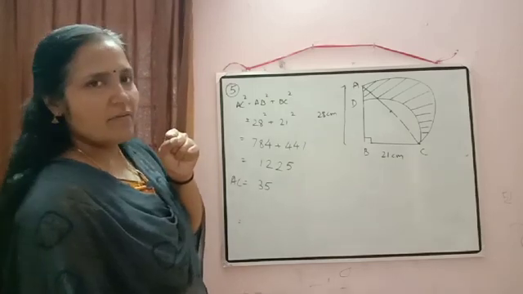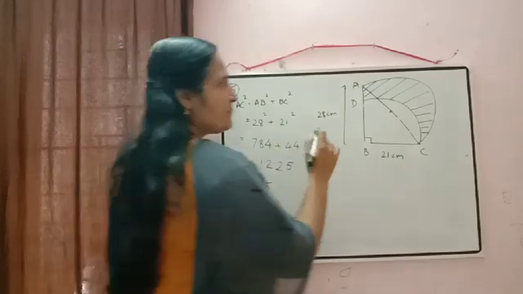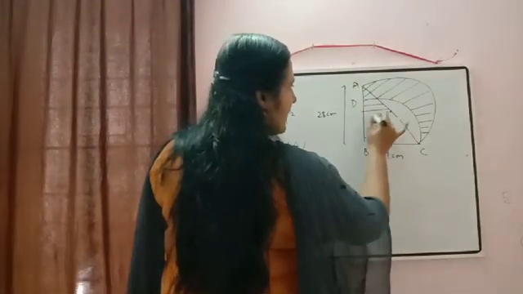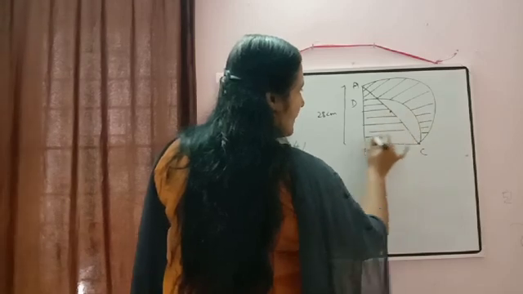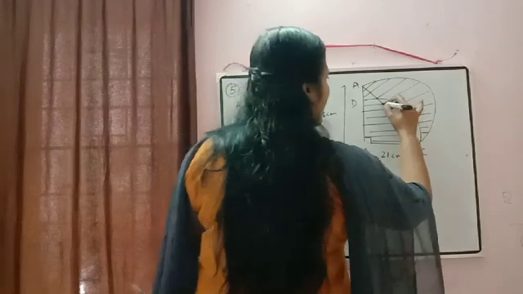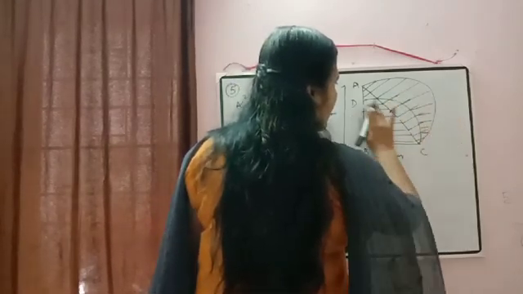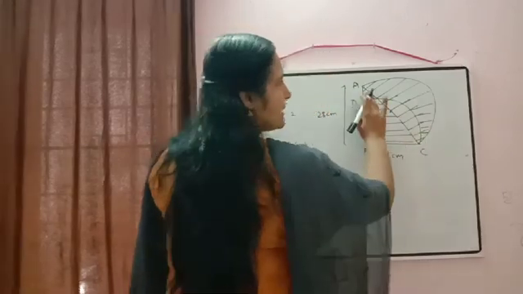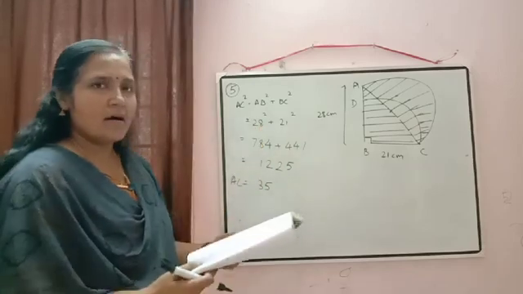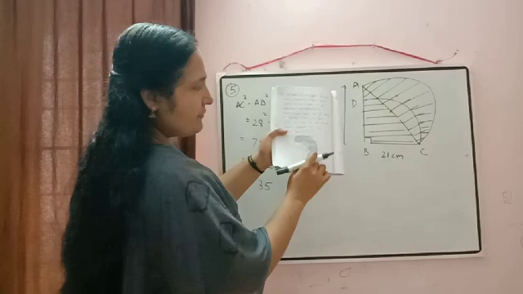Yes, what will come first? Just to check here, I am just drawing here. First what we will do, we will calculate the area of triangle ABC. And then what we did, we calculated the area of semicircle also. So we calculated the area of both. Now we want the area of this shaded region.